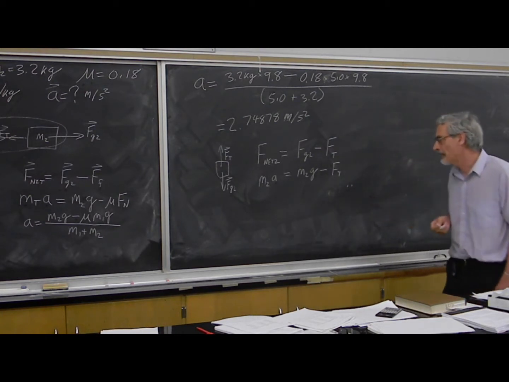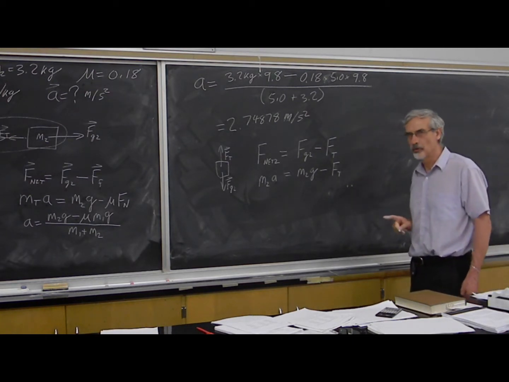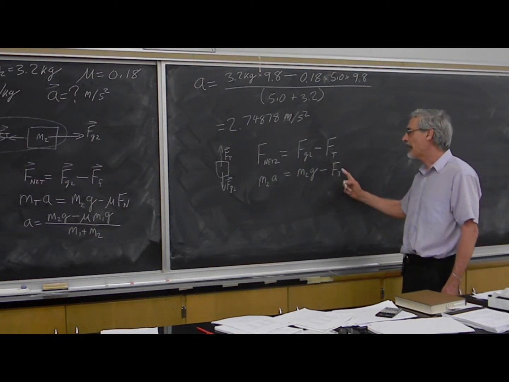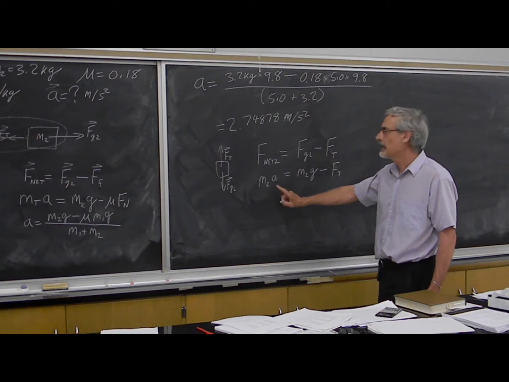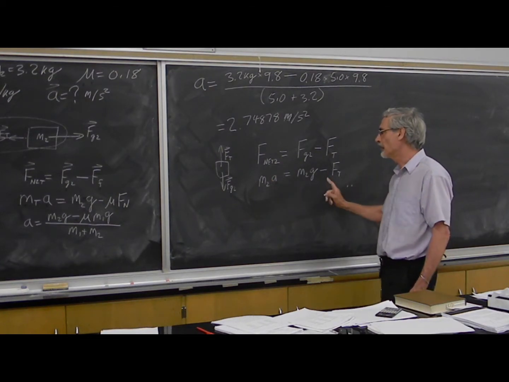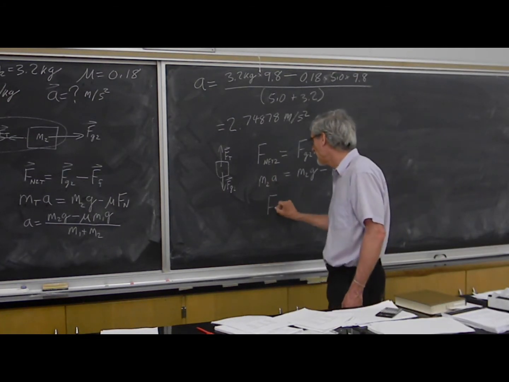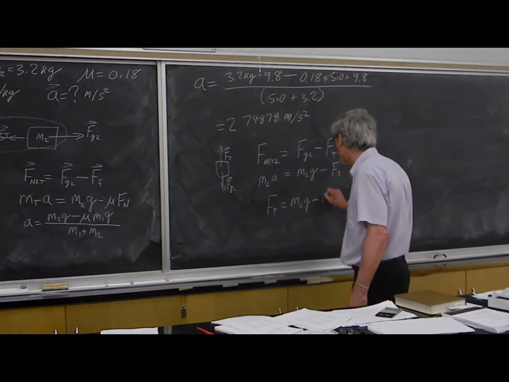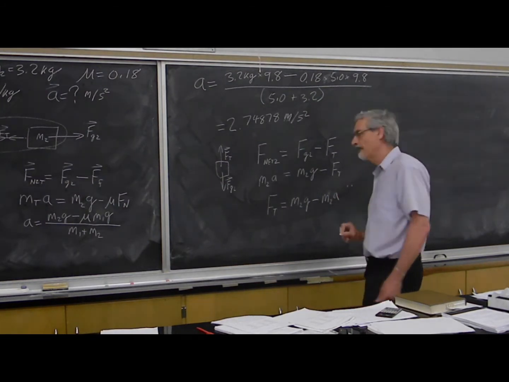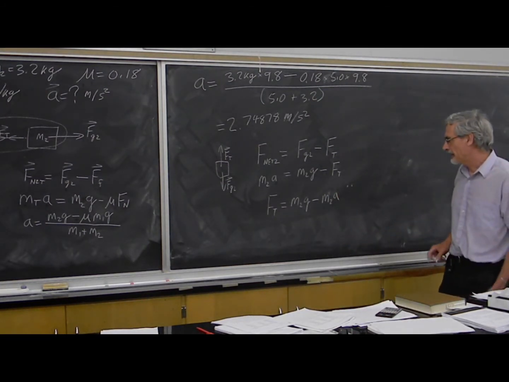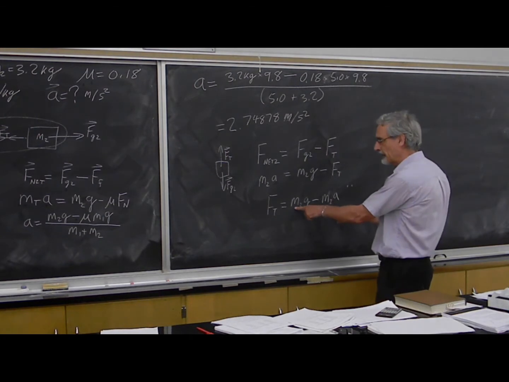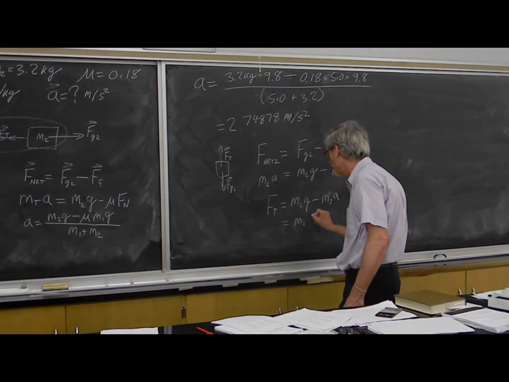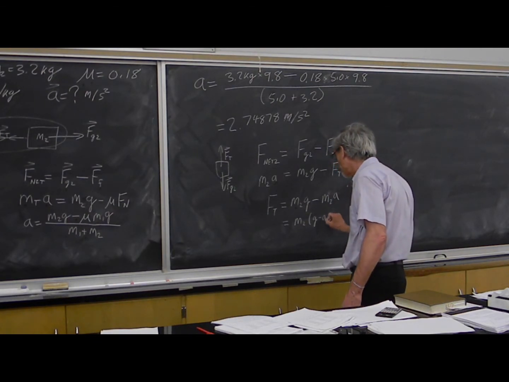So now we have to rearrange this equation to solve for Ft. Because it's subtracted here, we're going to have to add it to both sides, and then we'll have to subtract this from both sides. So we'll get Ft equals m2g minus m2a. And there's a binomial that we can see a common factor in, so it's going to be equal to m2 times g minus a.